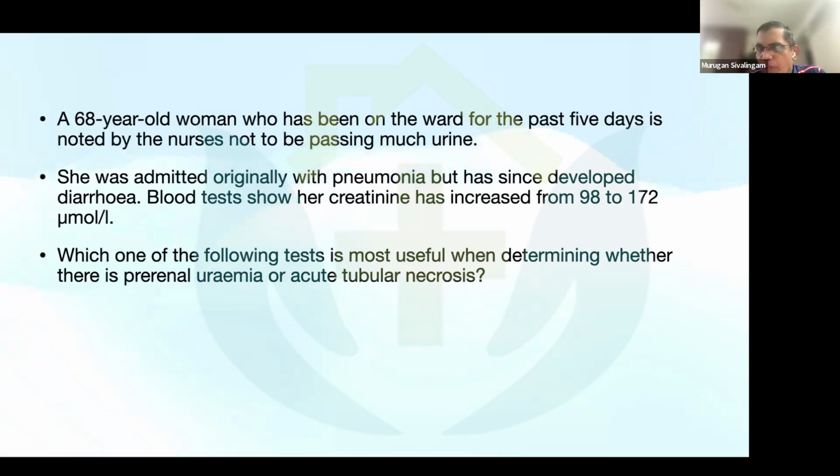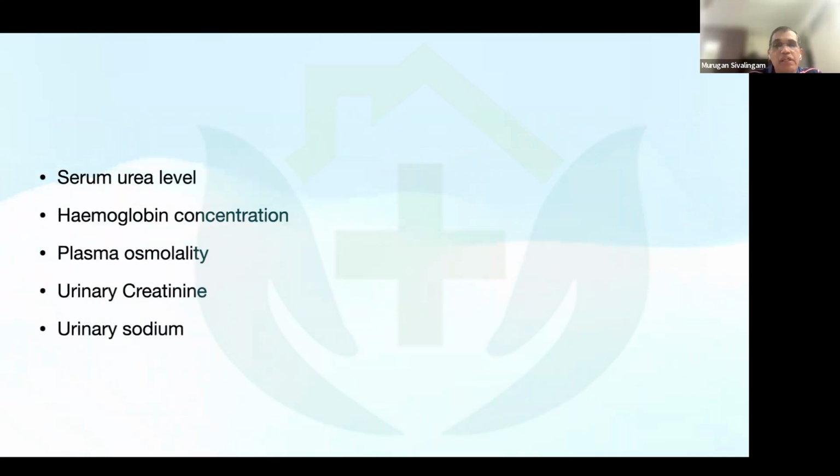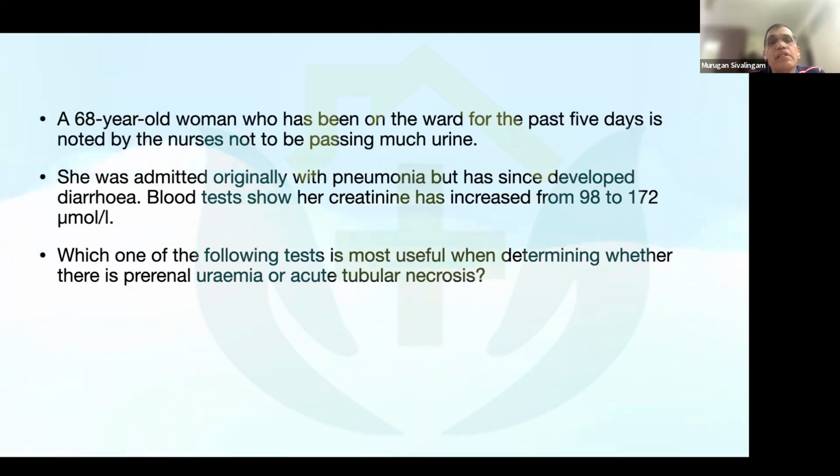Another question. You have a 68-year-old lady who's come to the hospital, and the nurses have noticed that she is not passing much urine. She was initially admitted with pneumonia and now has developed diarrhea, presumably related to antibiotics. You note that the serum creatinine has nearly doubled, from 98 to 172 micromoles per liter. So she's developed an acute kidney injury, and you are worried whether it's going to be pre-renal or renal. Very unlikely to be post-renal, though there's not much history, so it could be post-renal as well.